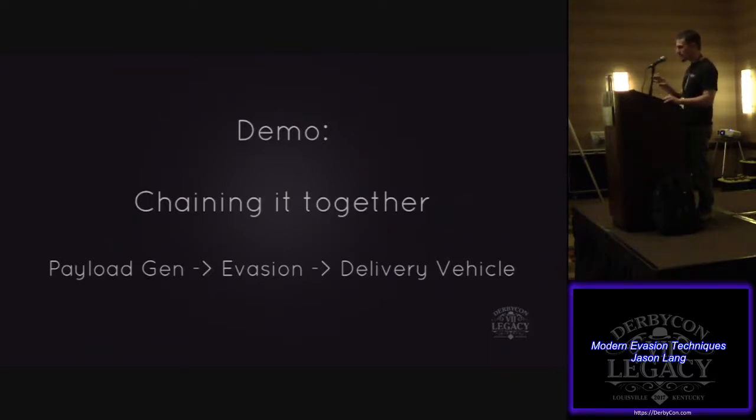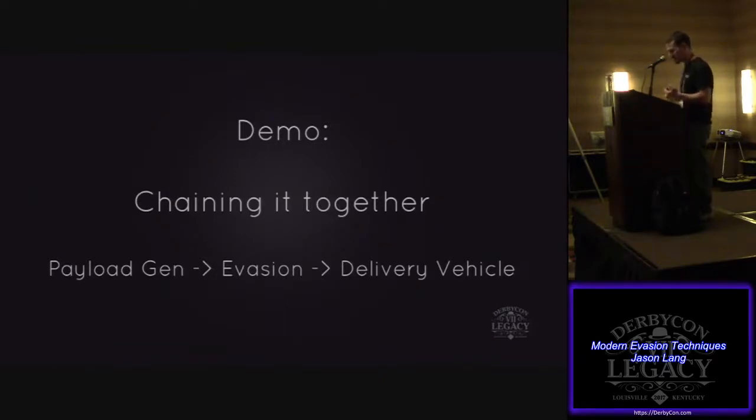So to wrap this up, the demo that we're going to do is payload generation. We're going to wrap it with some evasion, then we're going to put it into a delivery vehicle. So I'm using 3 tools for this. For payload generation, we're going to use Unicorn. For evasion, we're going to use Ebowla. And then for the delivery vehicle, we're going to use Lucky Strike.